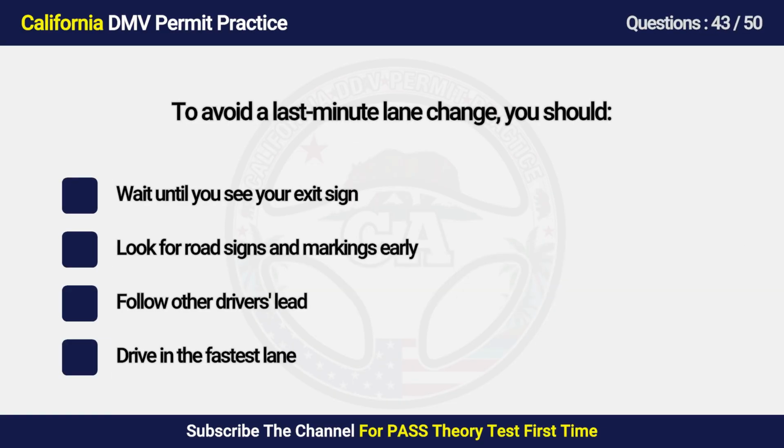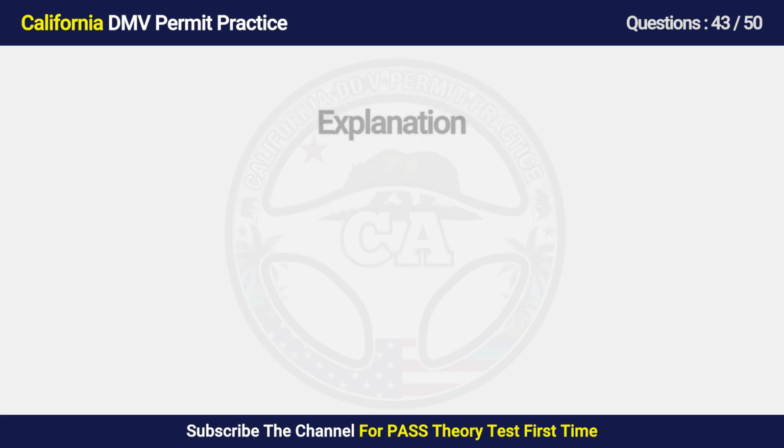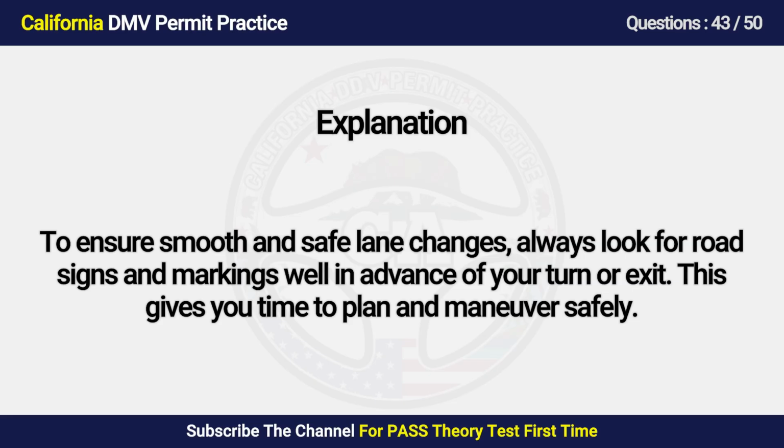Question 43. To avoid a last-minute lane change, you should A. Wait until you see your exit sign. B. Look for road signs and markings early. C. Follow other drivers' lead. D. Drive in the fastest lane. Answer is B. Look for road signs and markings early. To ensure smooth and safe lane changes, always look for road signs and markings well in advance of your turn or exit. This gives you time to plan and maneuver safely.